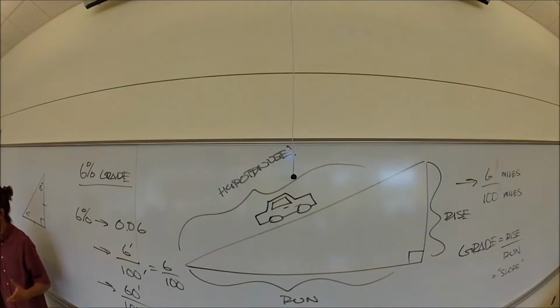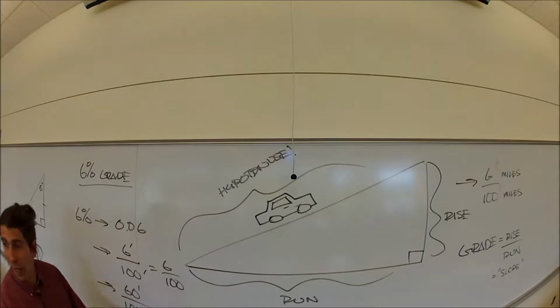But yeah, a 45-degree angle would be a 100% slope. A 200% slope, now that's a little bit tricky. You have to use trigonometry. I'm going to guess it's about a 62 or 63-degree angle. But what would a 200% grade look like?